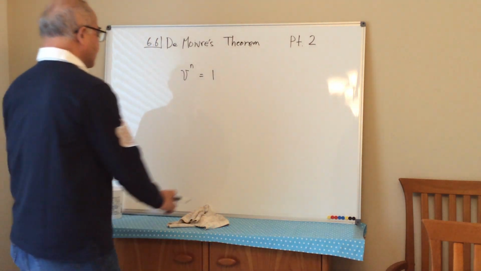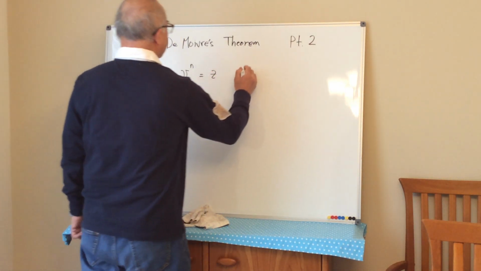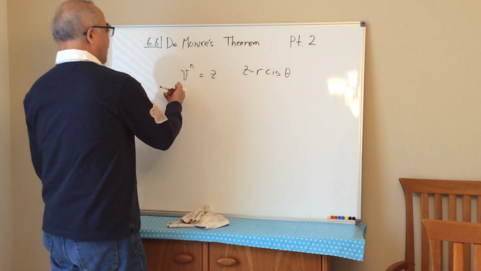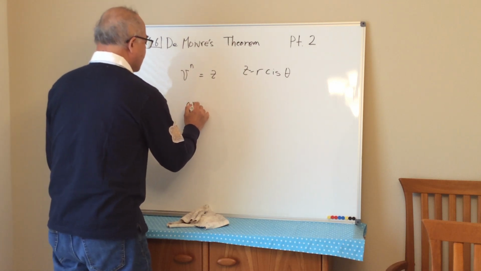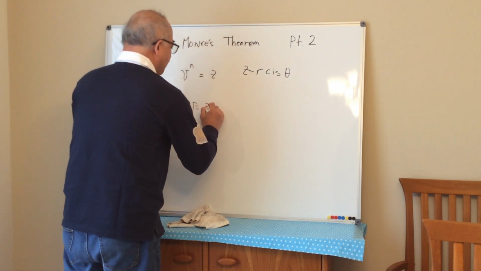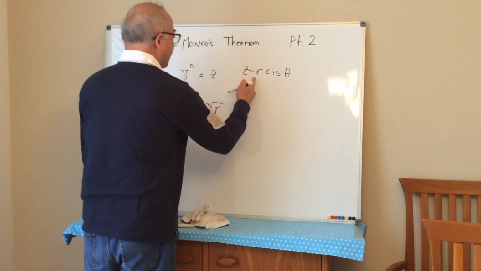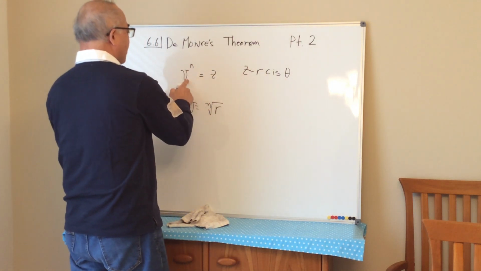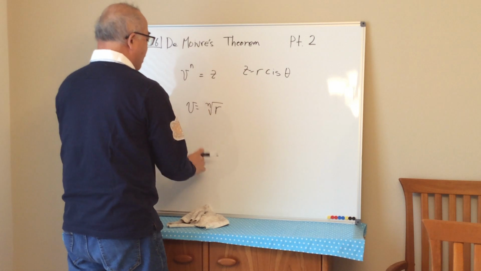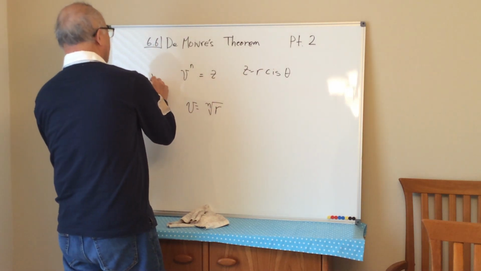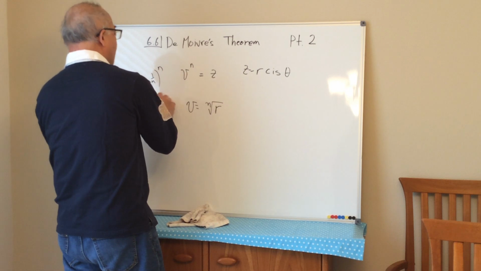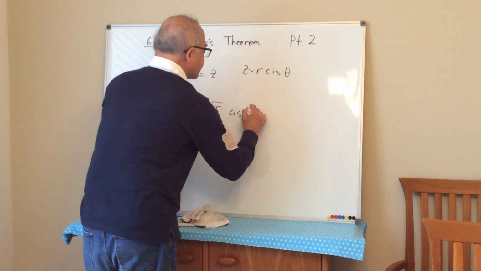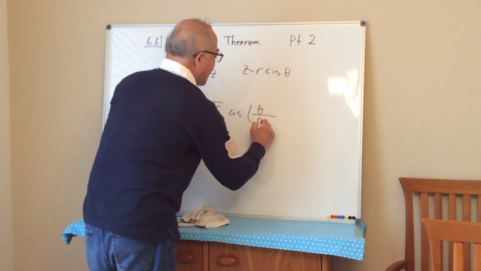So if Z was equal to R CIS theta, then the solution V would be equal to, obviously, the nth root of R, because I'm going to take this and raise it to the nth power. If I take R to the 1 over n and raise it to the nth power, it becomes R, which is what it really needs to become. Then I'm going to have CIS theta divided by n.